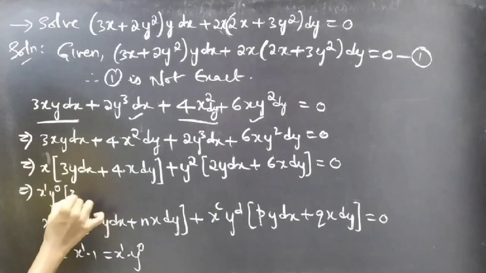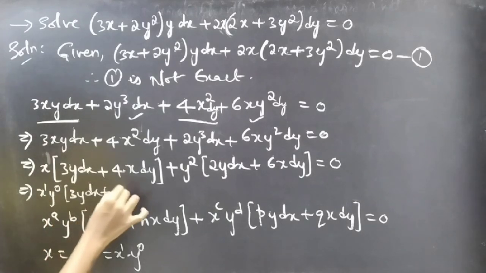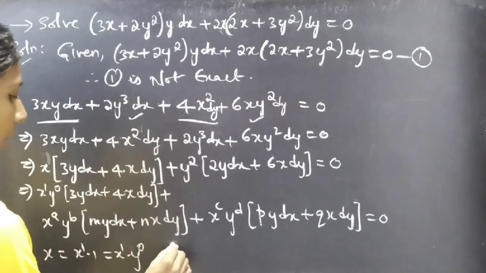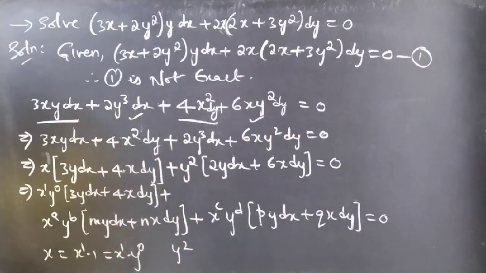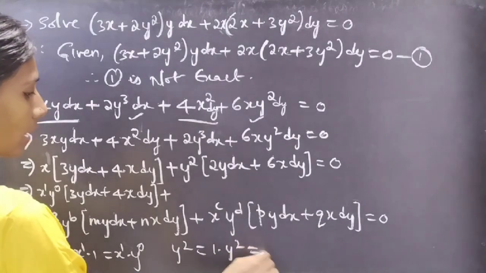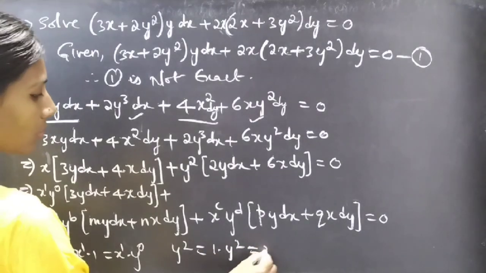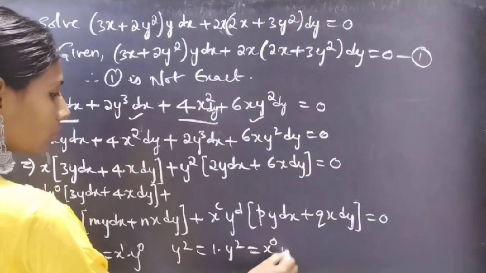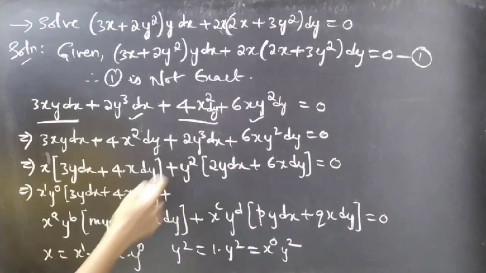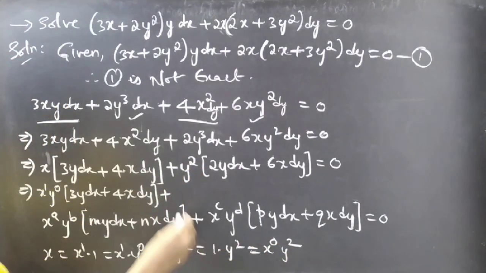Into (3y dx plus 4x dy) plus, here you're having y square and you don't have any x term here, right? So we can write this as 1 into y square and just replace this 1 by x power 0, since x power 0 is 1. So I'll get x power 0 into y square.